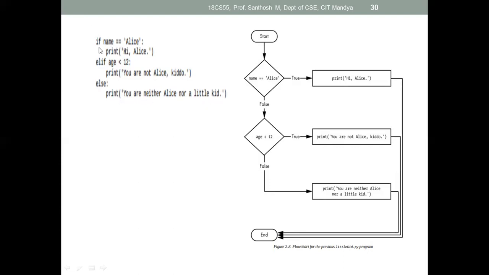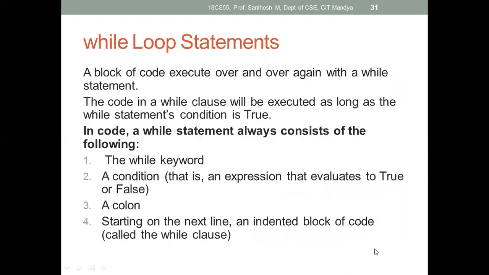First we check the condition. Start, name is equal to alias: if it is true, then it will print I alias and then end. If it is false, then it will jump to the next line of code, the age check, age less than 12. If it is true, then it will print you are not alias kiddo and then end. If this one is also false, next it will go to else: you are neither alias nor a little kid, and then print the statement.